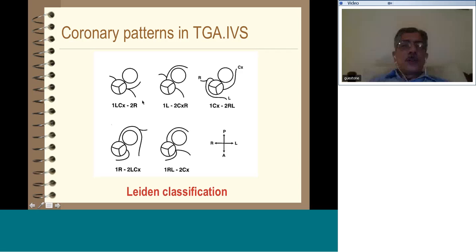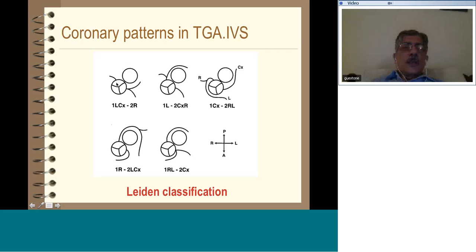And the way one gives the Leyden classification is that you take a cross section, this being anterior and this being posterior. If you assume that a person is standing in the non-coronary sinus and facing the pulmonary artery, then the sinus to the left is known as sinus 1, the sinus to the right is known as sinus 2, and whichever artery is arising from that sinus is depicted accordingly.